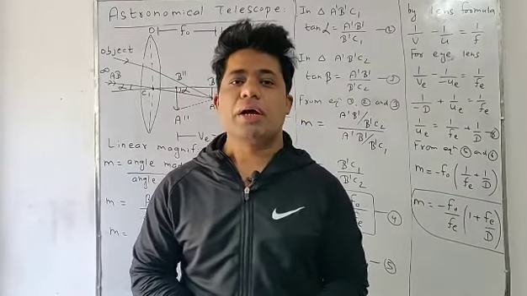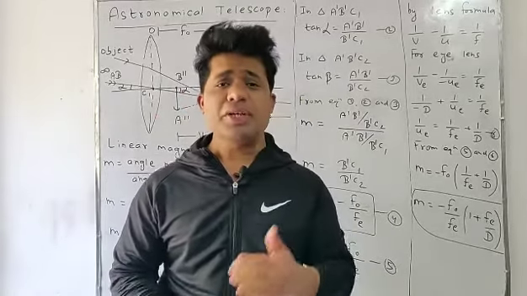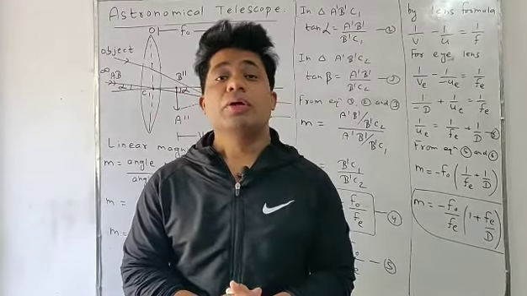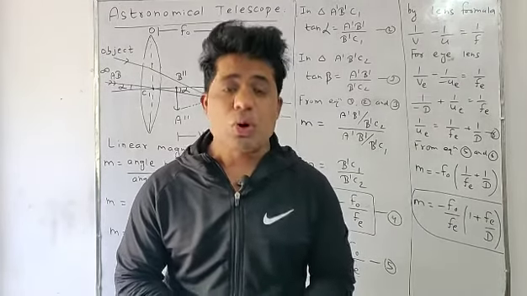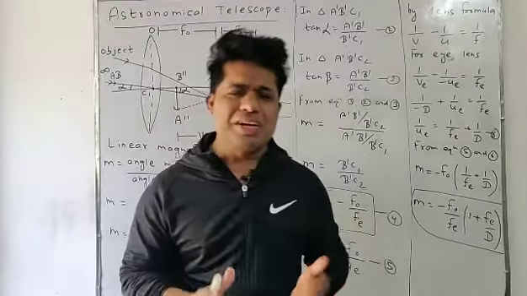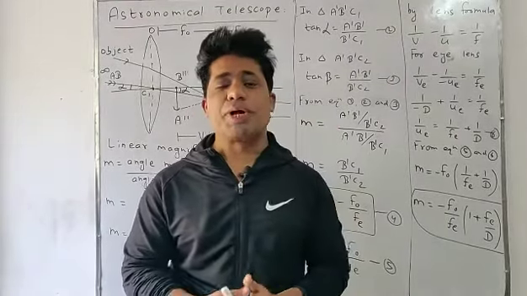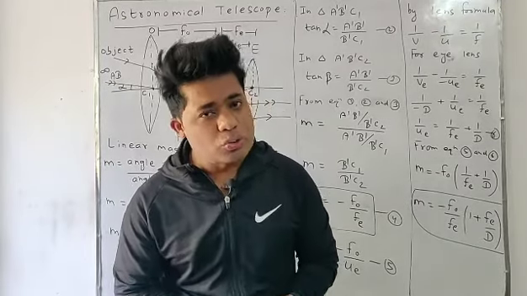Today we will discuss the astronomical telescope. So what is a telescope? It is an optical instrument that is used to see a magnified image of a distant object. It is basically classified into two parts: astronomical telescope and terrestrial telescope.